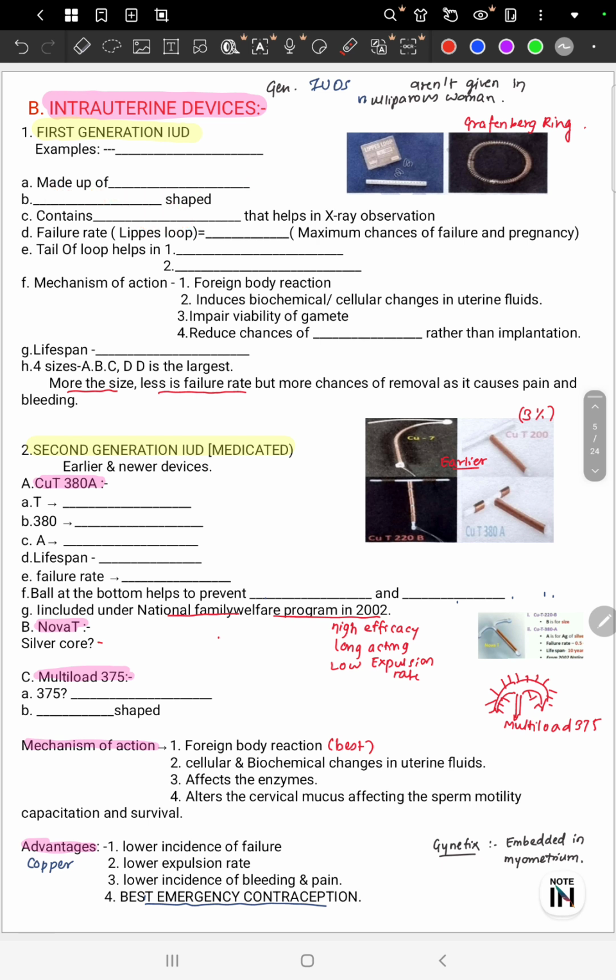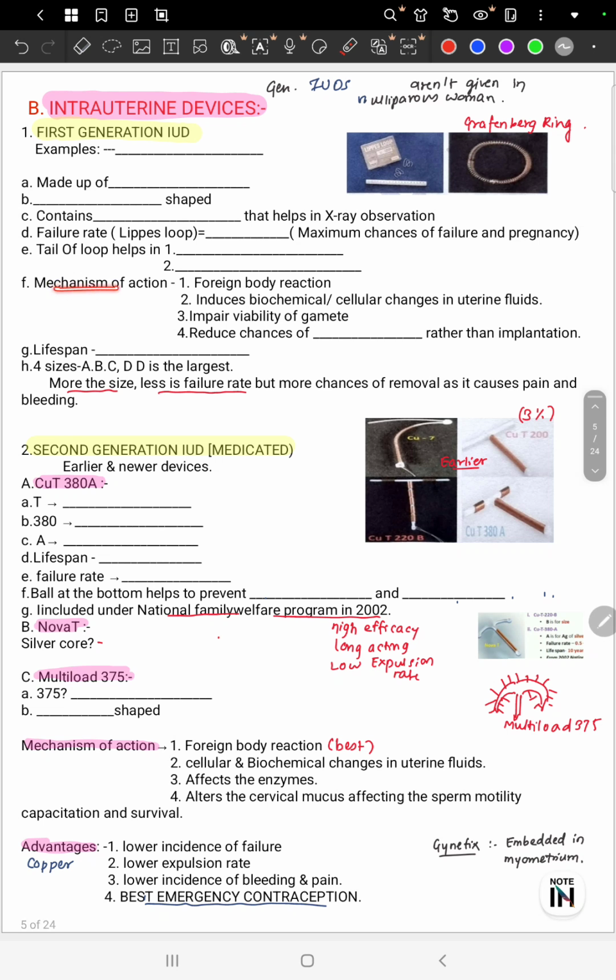It helps in X-ray observation, ताकि X-ray में समझ में आए कि ये जो इंट्रायूटेराइन कॉन्ट्रासेप्टिव डिवाइस है वो अंदर है कि नहीं. Then the failure rate of Lippes loop जो है वो है लगभग 3%. So that is the maximum considering the intrauterine contraceptive devices. So maximum chances of pregnancy or maximum chances of failure are present in this. Now there is a tail of the loop. ये जो tail of loop है it hangs outside the vagina. What is its importance? Obviously it will reassure the woman कि जो IUCD है वो उसके अंदर ही है. और दूसरी चीज़, उस टेल को अगर खींचोगे तो वो बाहर निकलेगा. So that is, we can remove it.